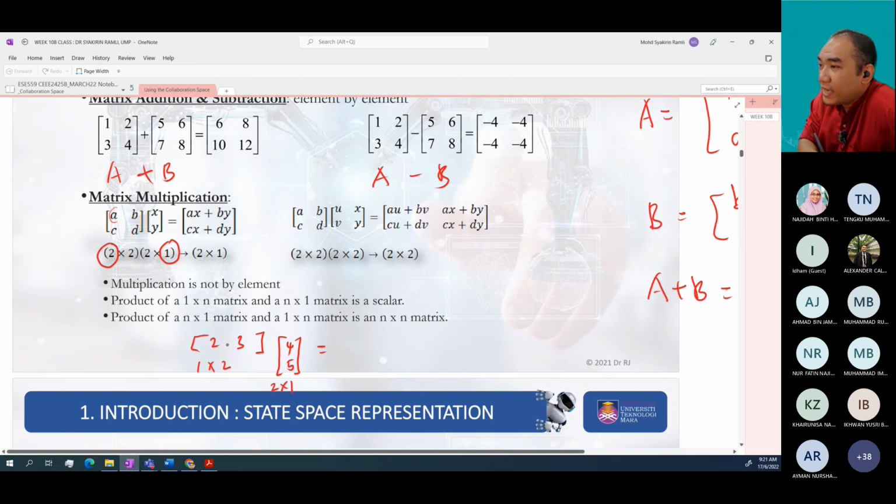Hasil darab dia what we get is going to be 2 times 4 is 8. 2 times 4 plus with 3 times 5. And we will have, this is going to be 8 plus 15. Okay, 15 campurkan dengan 8. Apa tu? 15 campur 8, 23.